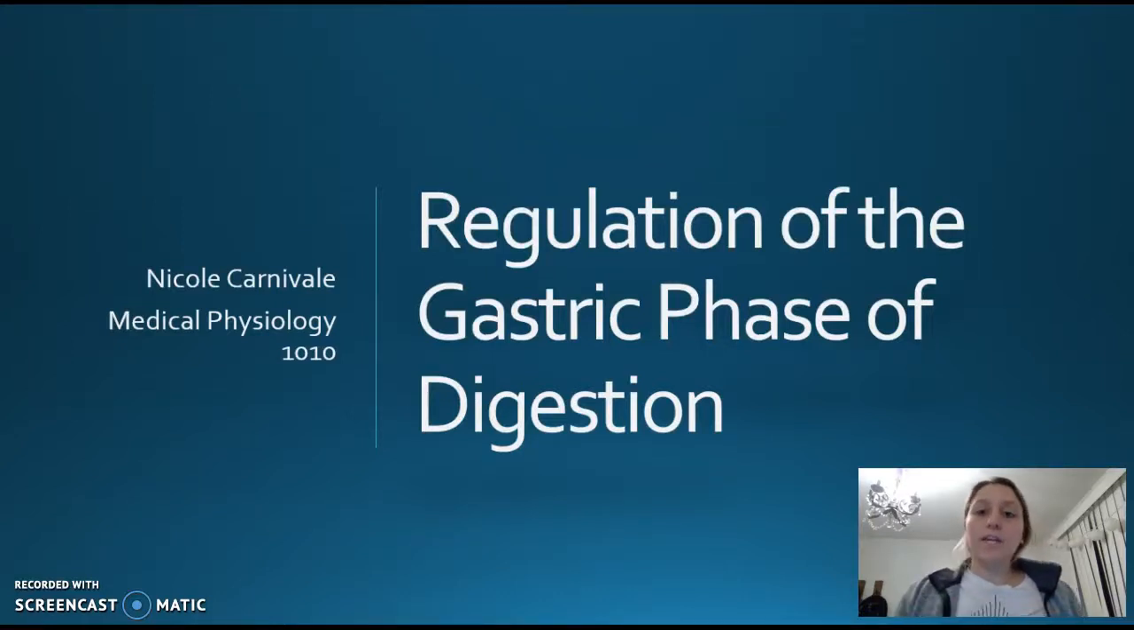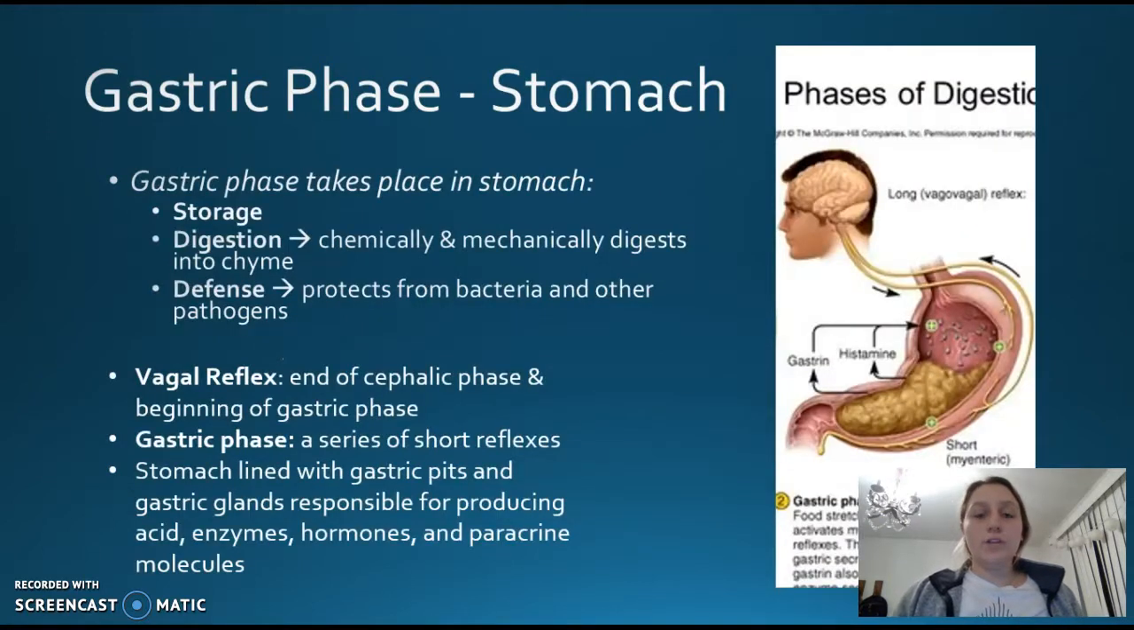Today I will be discussing the regulation of the gastric phase of digestion. The gastric phase of digestion takes place in the stomach, and this has three main functions: storage, digestion, and defense. Digestion is basically chemically and mechanically breaking down the food that enters the stomach from the esophagus into a soupy substance called chyme. Defense, a brief description, is that it protects the stomach from bacteria and other pathogens that may enter with the food.